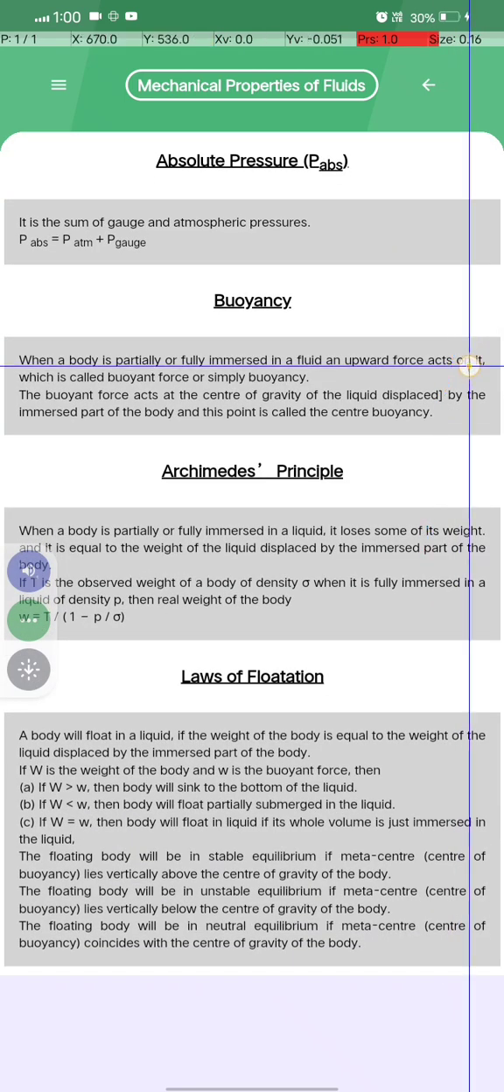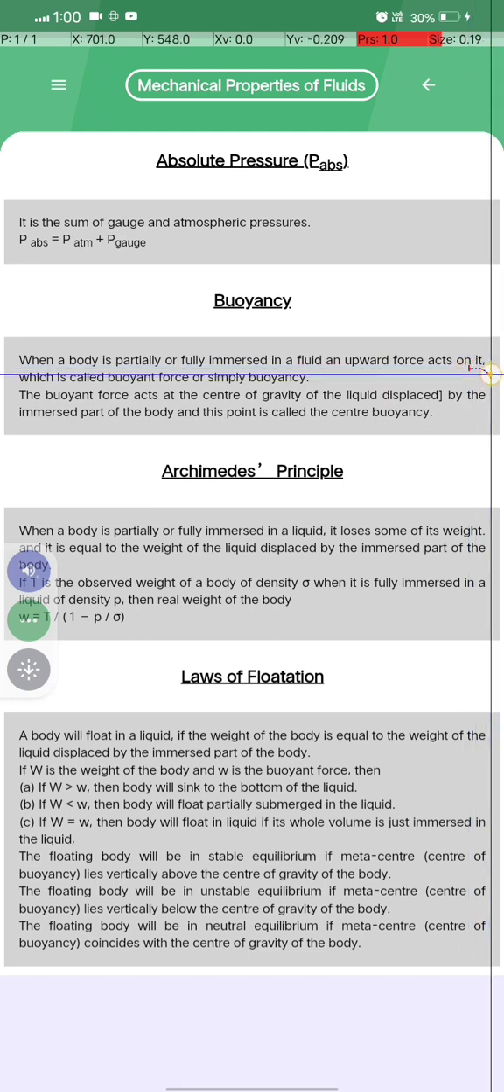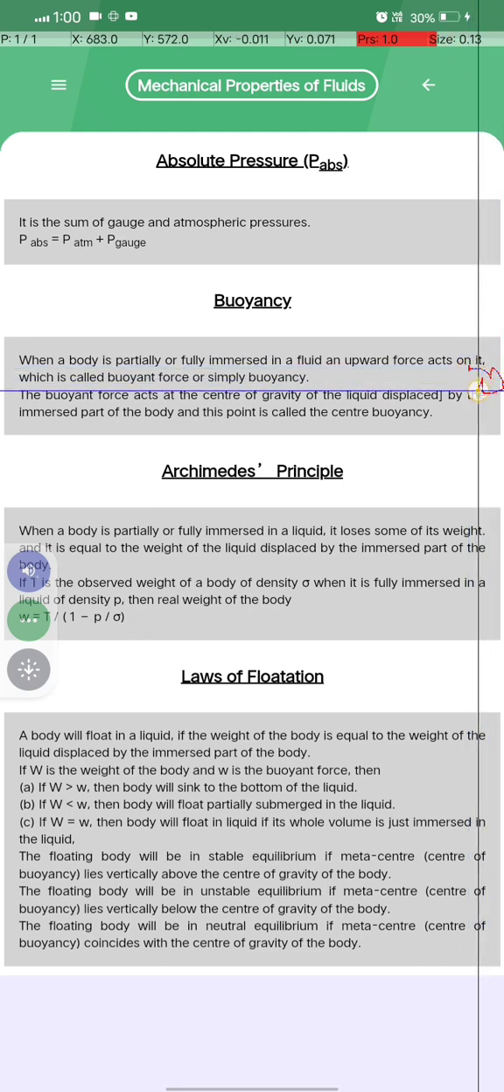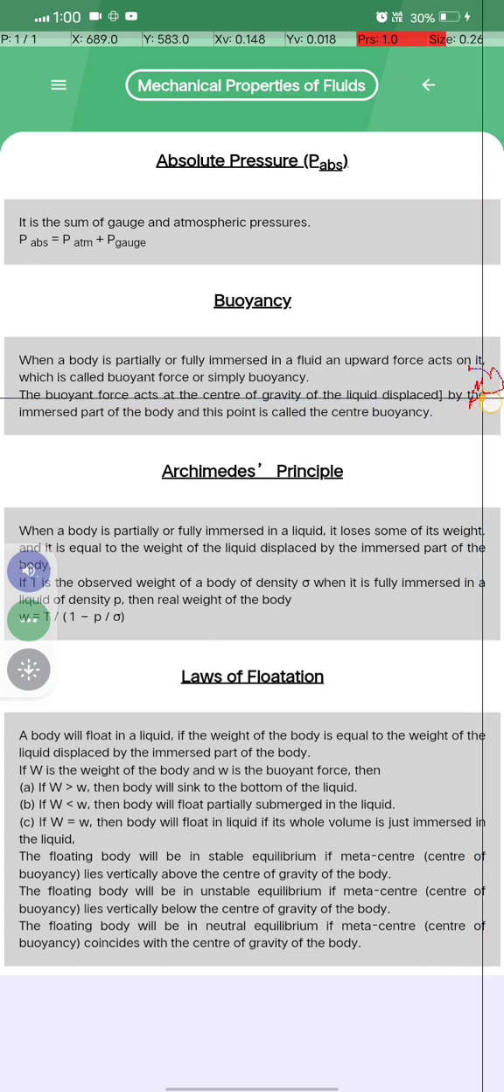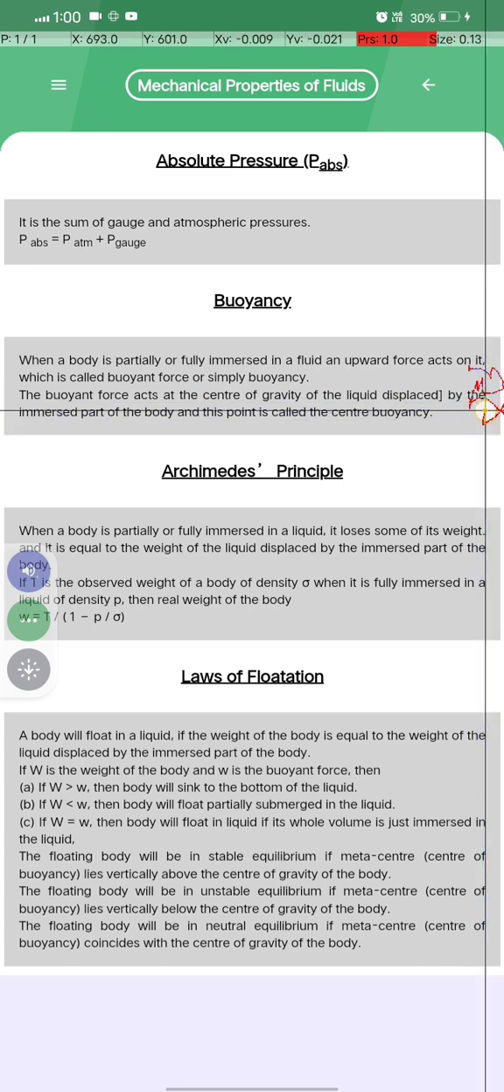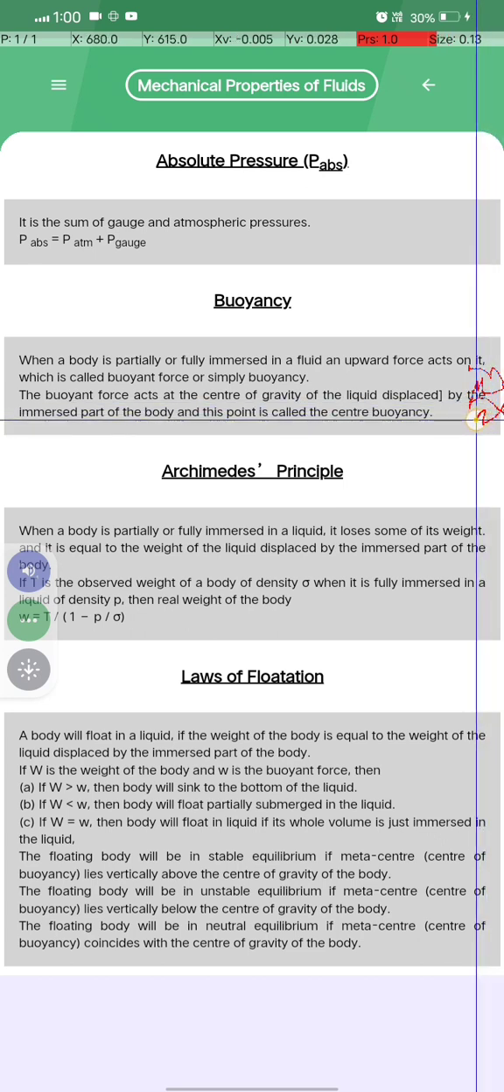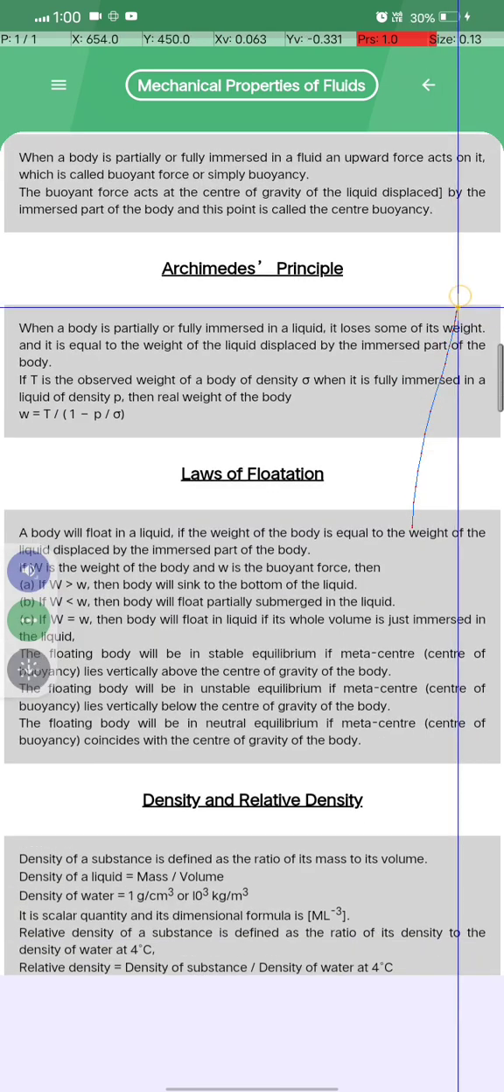Buoyancy: when a body is partially or fully immersed in a fluid, an upward force acts on it, which is called buoyant force or simply buoyancy. The buoyant force acts at the center of gravity of the liquid displaced by the immersed part of the body, and this point is called the center of buoyancy. What is Archimedes' principle?